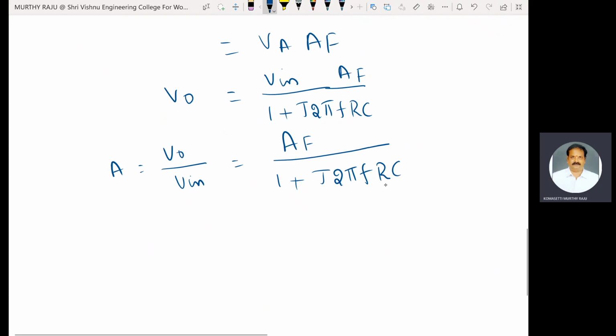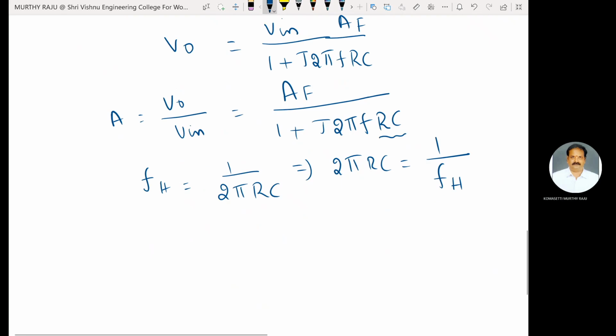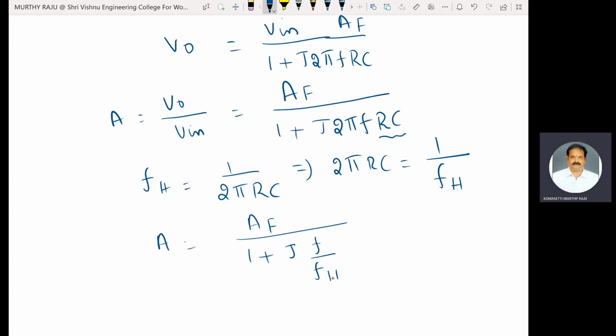But R and C elements are the filter network elements. Define another frequency term that is called the cutoff frequency. FH is equal to 1 by 2 pi RC, so 2 pi RC is equal to 1 by FH. Therefore, A is equal to AF by 1 plus J F by FH.